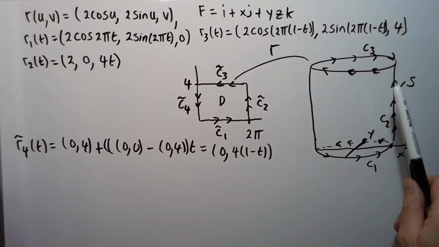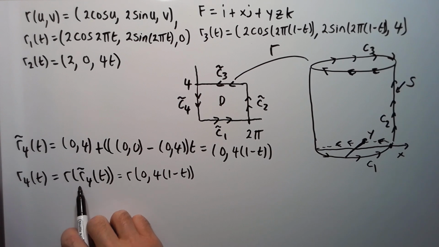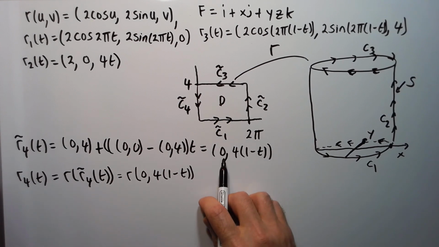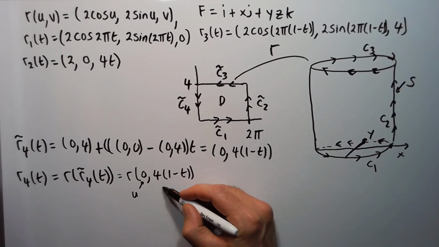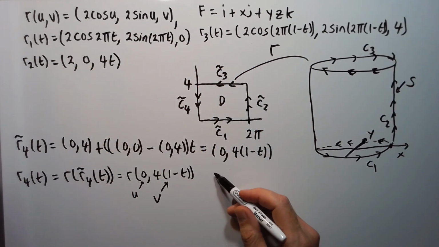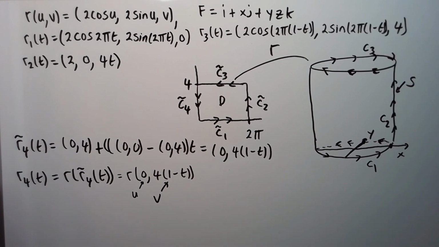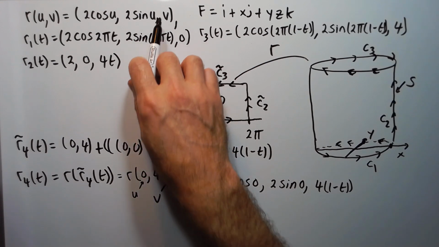Now let's map this under R and call it R4. So R4 then will be R composed with R4 tilde. R4 tilde is 0, 4, 1 minus t, so it'll be R of 0, comma 4, 1 minus t. That's going to be my U value, my V value up here in my R. So let me write out what you get here. Putting 0 in place of U here and here, you have 2 cosine 0, sine 0, and 4 times 1 minus t in place of V.